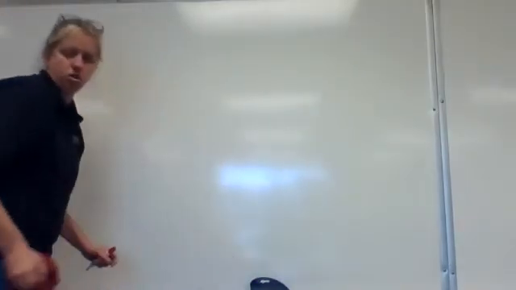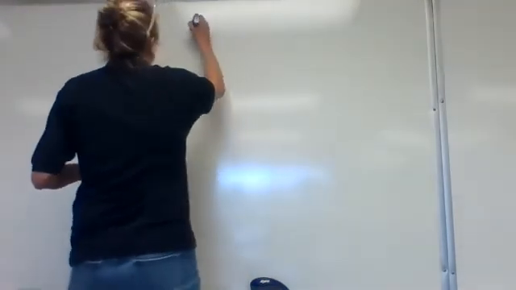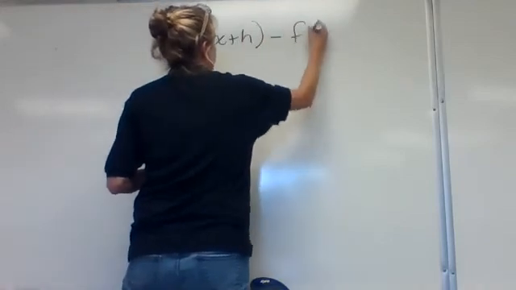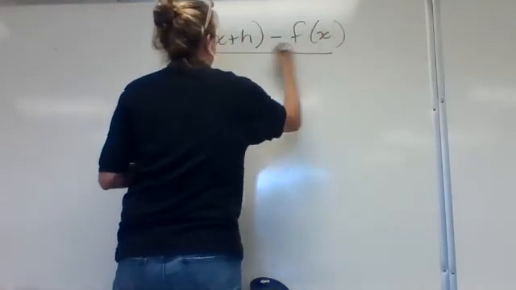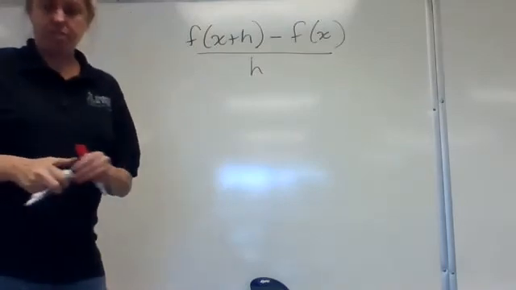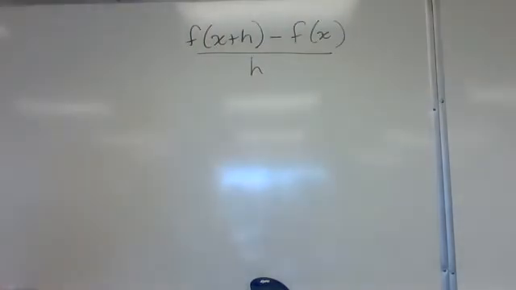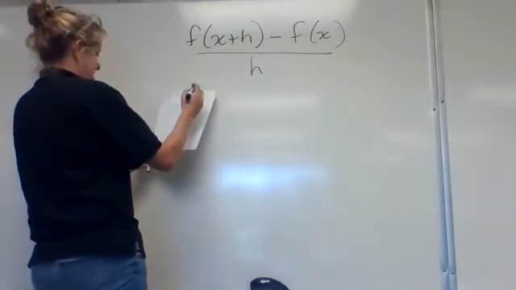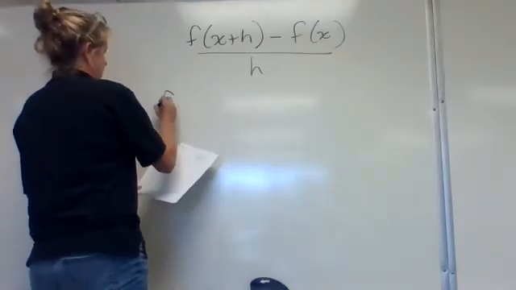Okay, now remember what the difference quotient is. The difference quotient is f of x plus h minus f of x all over h. And the first function it wants me to do this for is negative 8x plus 5.